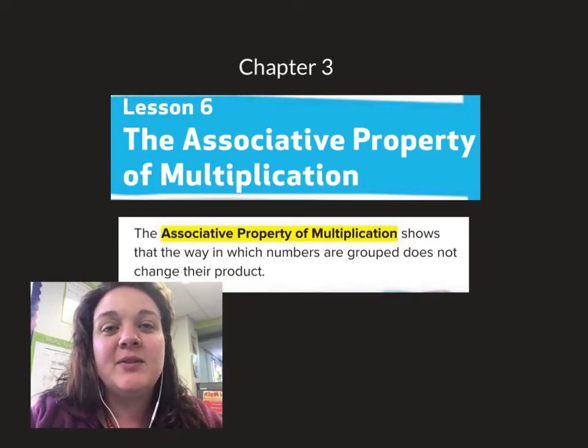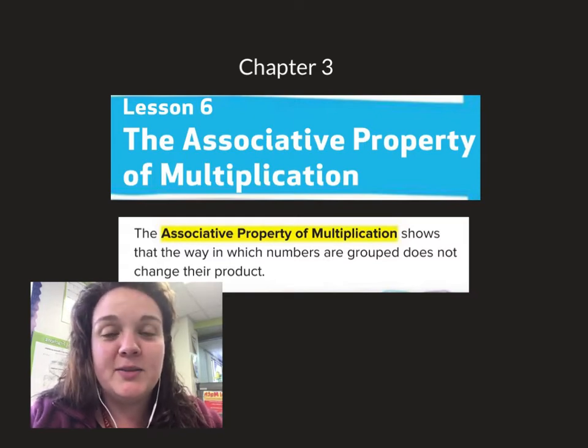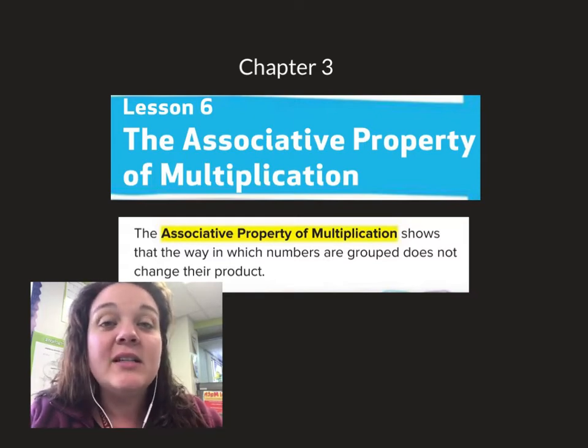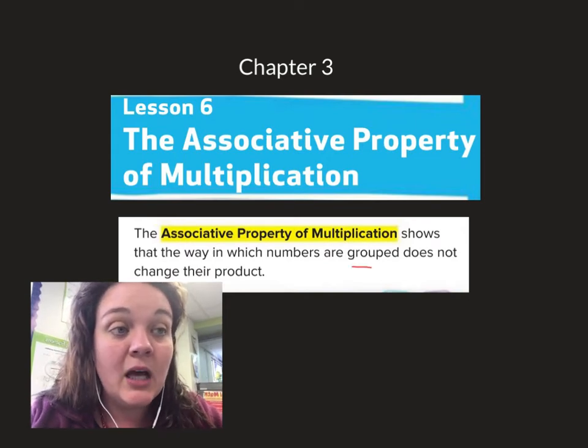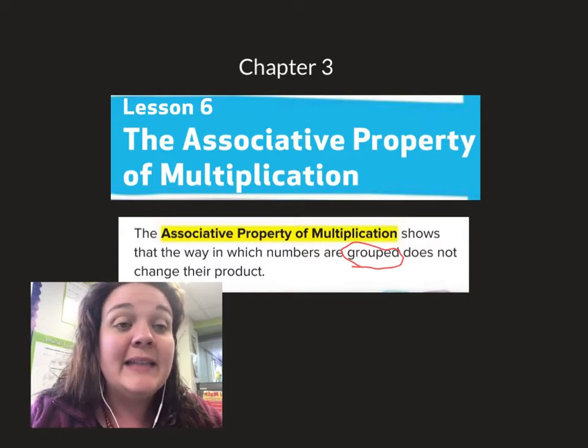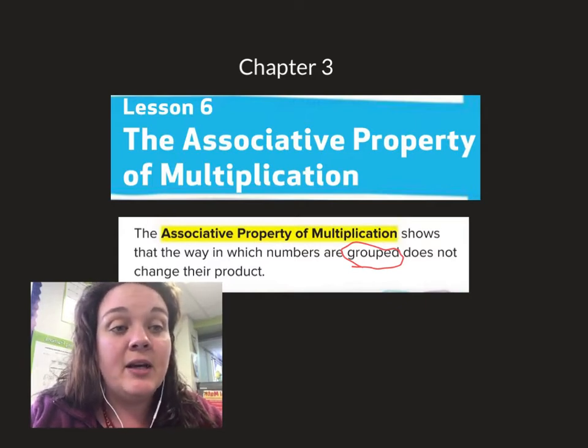Today we're going to be talking about the associative property of multiplication. The associative property of multiplication shows that the way in which numbers are grouped, notice that was our grouping property before, it is also for addition, it is also our grouping property for multiplication. And it does not change their product.